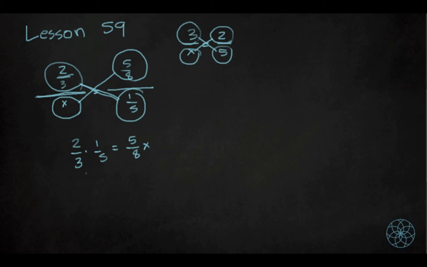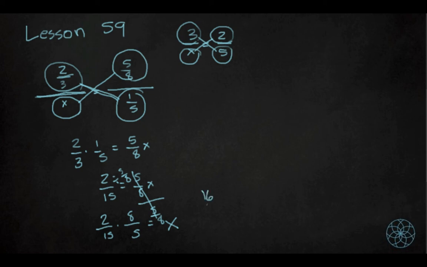Now let's go ahead and simplify this. We have 2/3 times 1/5 equals 5/8 x. We just have 2 over 15 on the left and 5/8 x on the right. We need to divide this whole side by 5/8 so it cancels, and we need to divide the left side as well. 2 over 15 times 8 over 5, because we always write the reciprocal. Can we simplify that? Not really. So we'd end up with 16 over 75 equals x. And that would be your final answer, since it cannot be simplified.